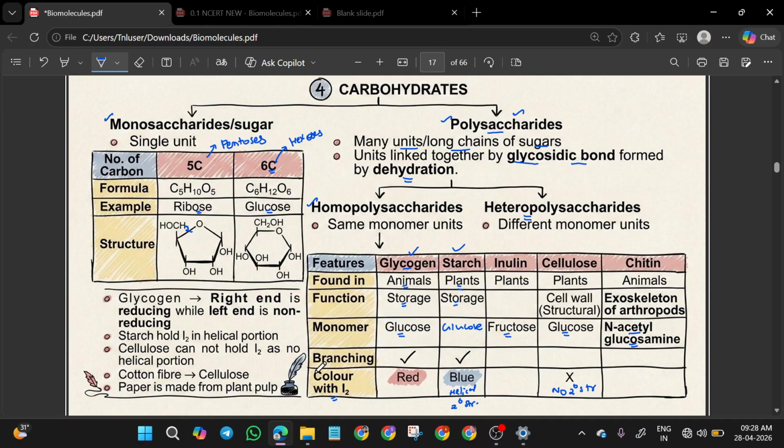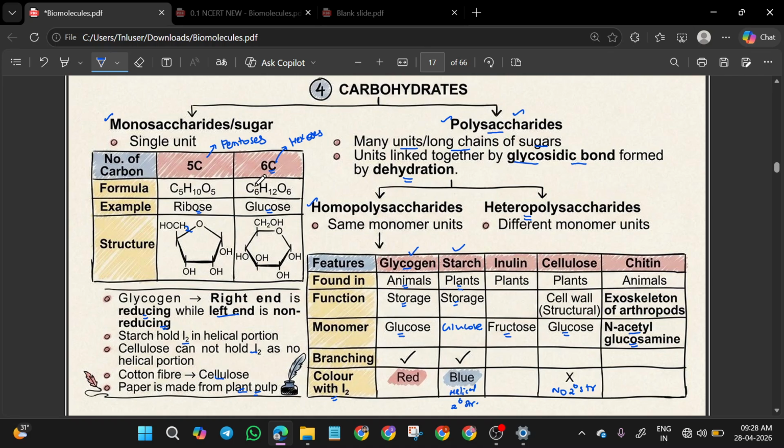Next, as you can see, first we have glycogen. The right-hand end is called reducing, because a free aldehyde or ketone group will be present, while the left-hand end is non-reducing, meaning those groups are absent. Starch can hold iodine, cellulose cannot. Cotton fiber is cellulose. Paper is made from plant pulp, so paper also contains cellulose only. This is what they are trying to tell.